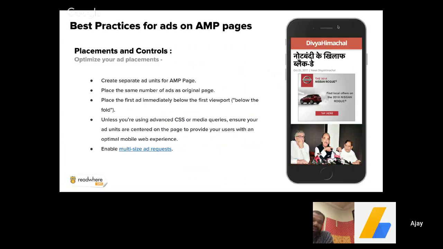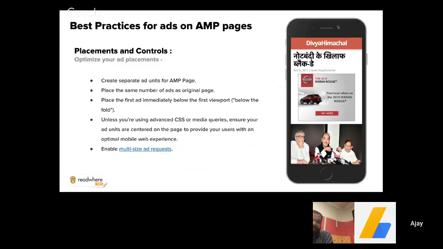First is placement and controls, and how to optimize our ad placements. First is to create separate ad units for your AMP page. Keep them different from your generic ones so that you can track well. Plus, you will get a better idea, and as Ajay has explained, we will use native ads a lot inside our AMP pages.